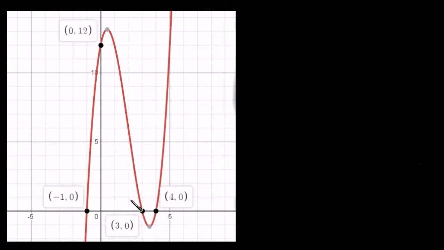So this is our graph redrawn here, and we're going to try and work out what the equation is for this graph. Now we can see that the roots are at -1, at 3 and at 4, so that's the points where they cross the x-axis. So we can write that our roots are -1, 3 and 4. If those are the roots, it means that the factors are going to be x plus 1, x minus 3 and x minus 4.